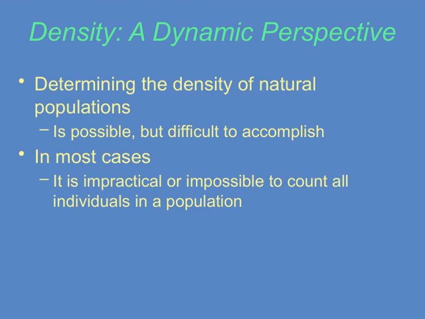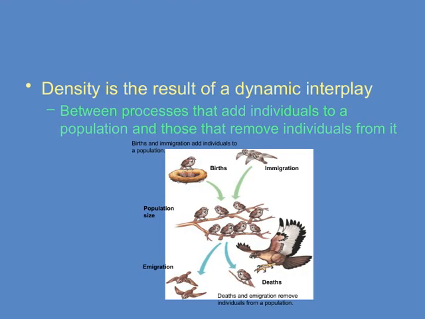Instead, ecologists use various methods to estimate population density, which helps us understand how populations are distributed and how they might be changing over time. So, while it's a complex task, understanding density is crucial because it ties directly into how populations grow, compete, and interact with their environment. Density is essentially the result of a dynamic interplay between processes that add individuals to a population and those that remove them.